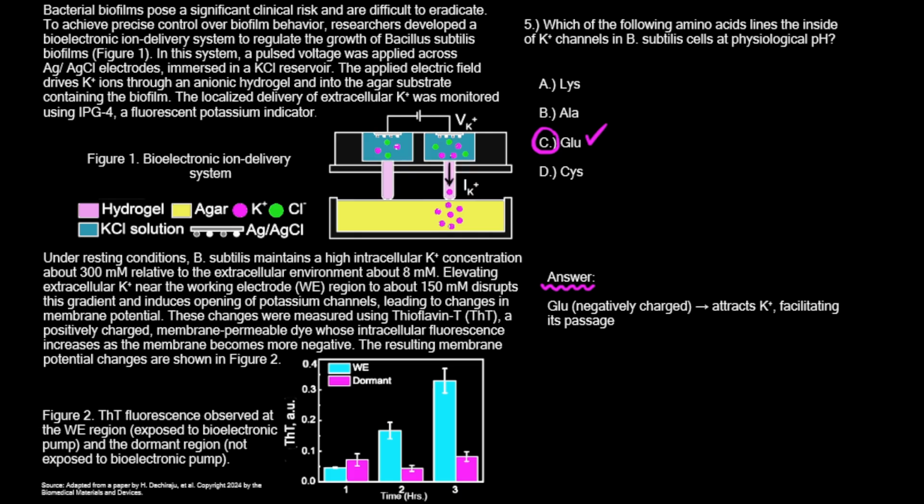Therefore, the correct answer is glutamic acid, answer choice C, because it is negatively charged at physiological pH and can be found inside the channel opening to help K+ efflux and leave the cell.